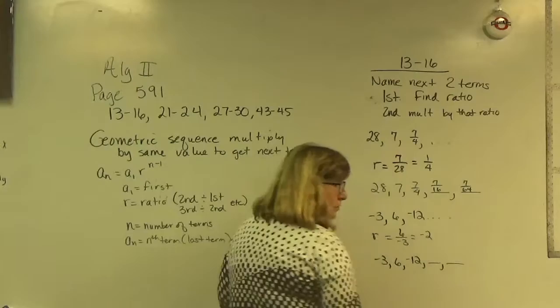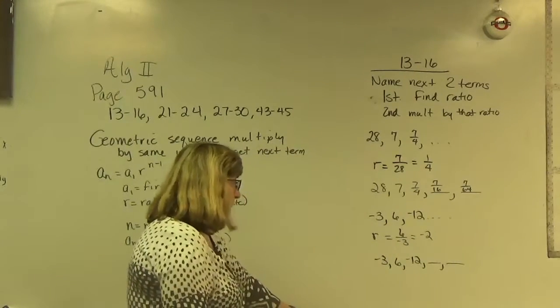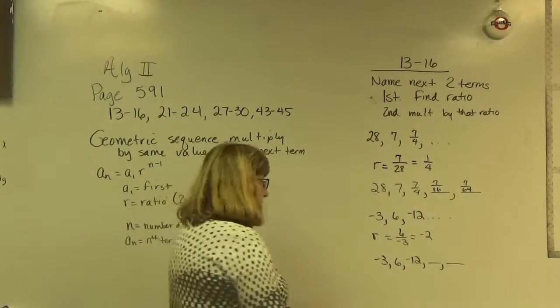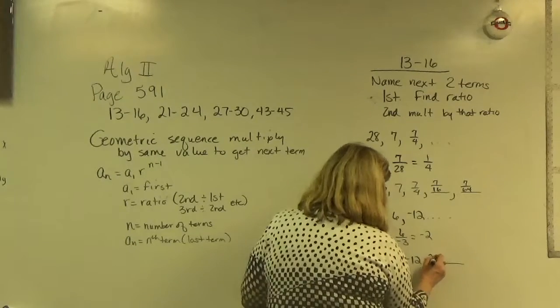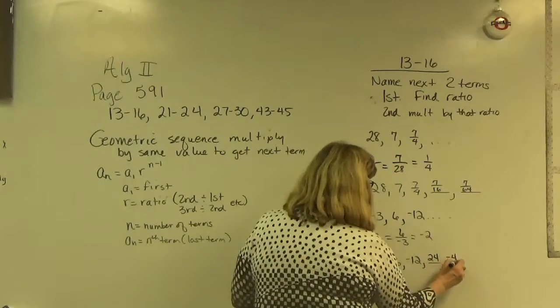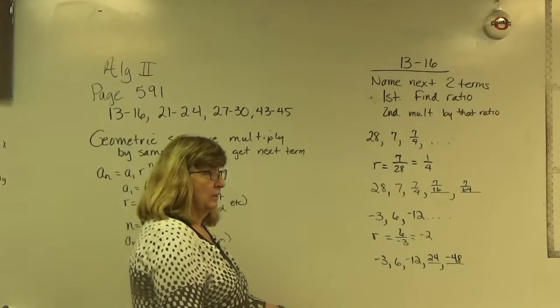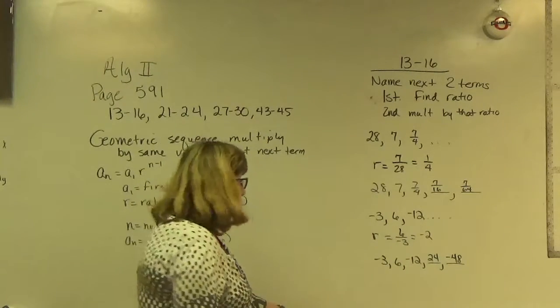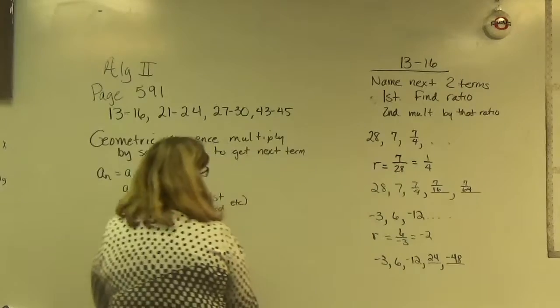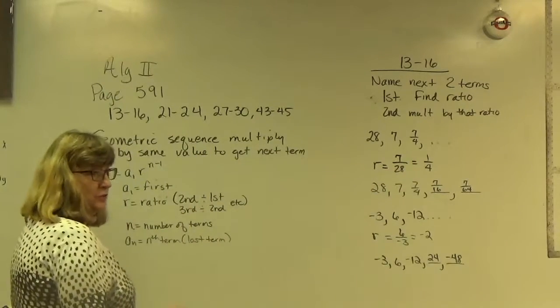So what would be my next two terms? 24. -12 times -2 is 24. Negative 48. And if you have a negative ratio, what do you notice about the sequence? It goes negative, positive, and it alternates. Okay, so alternates is the key there. Does anybody need another example of what you're doing on 13 through 16?